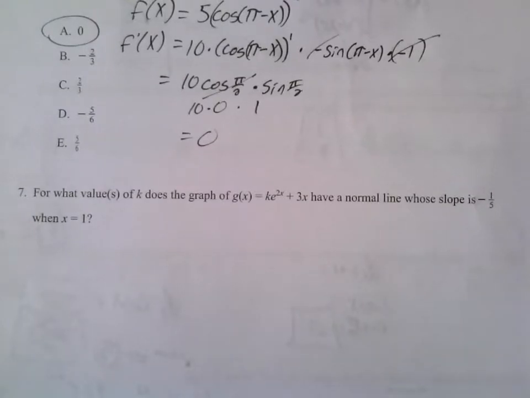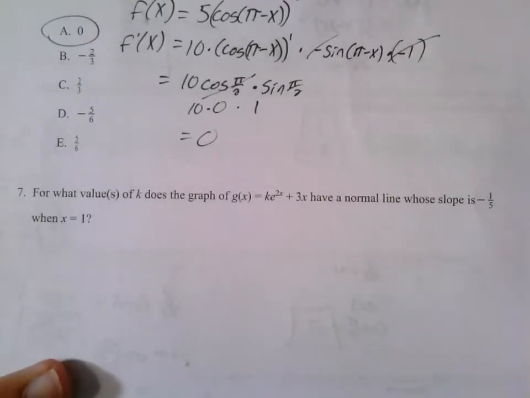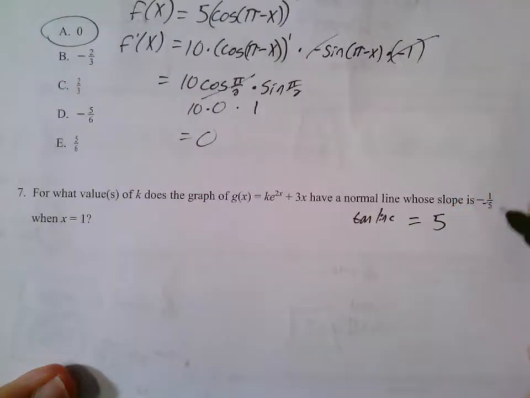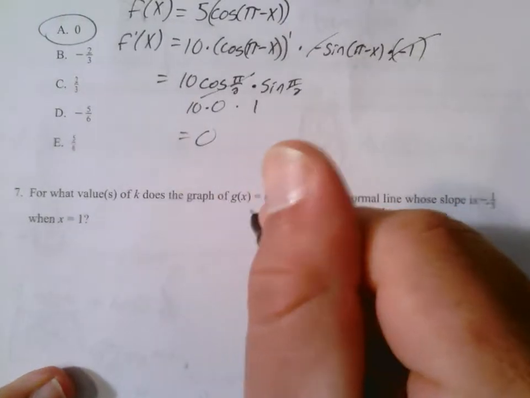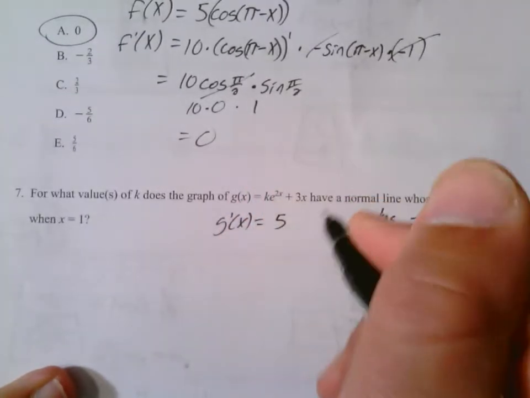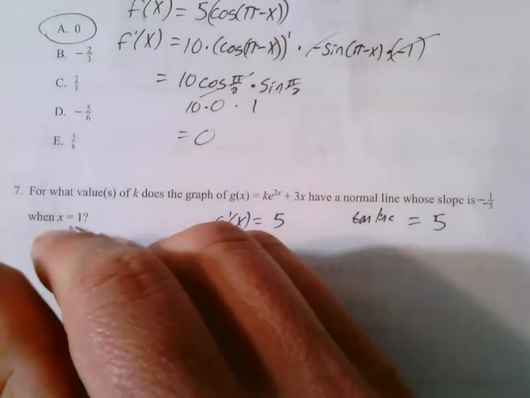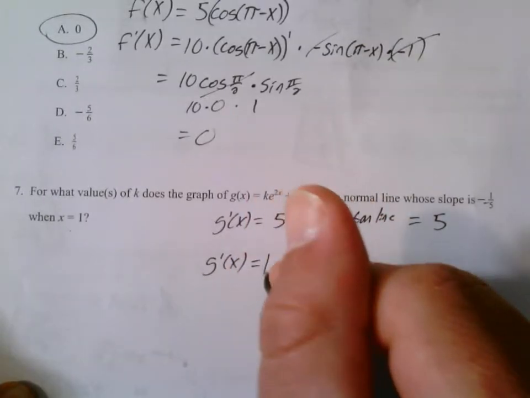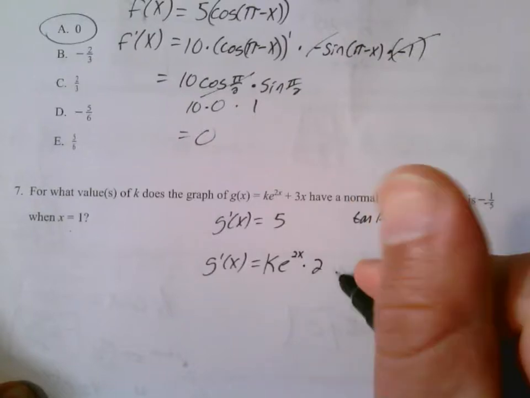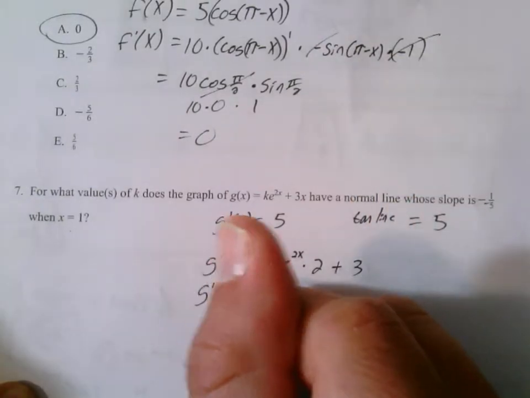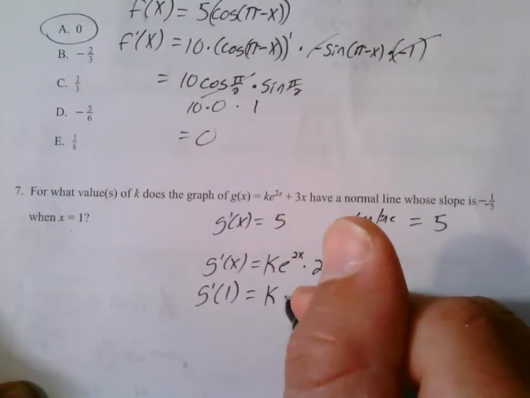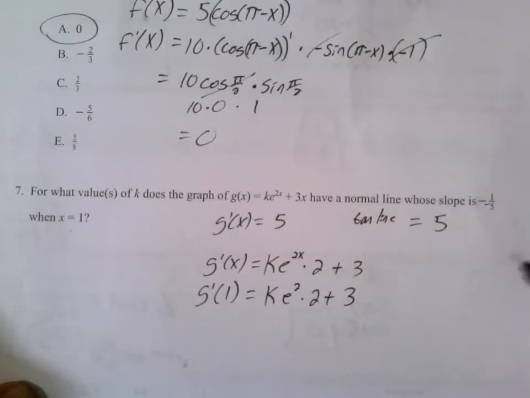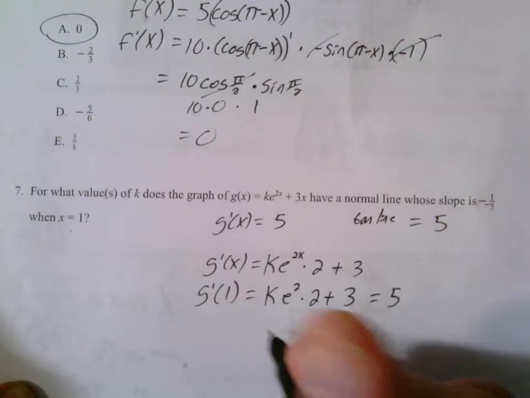So what values does this have where the normal line has a slope of negative 1/5? So with the tangent line slope, so I don't make the same mistake I did here, is positive 5. So I'm going to set and find k by putting in x equals 1. So it equals k times e to the 2x times 2 plus 3. Putting in 1, k e times 2 plus 3. Okay, and this value is going to be equal to 5.